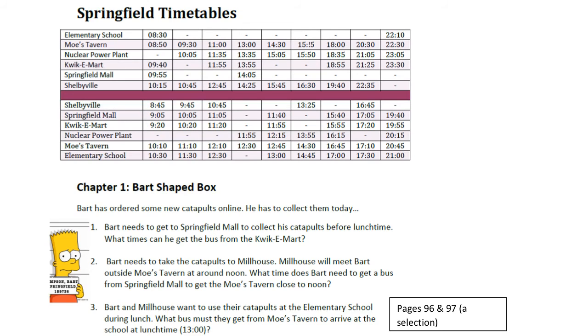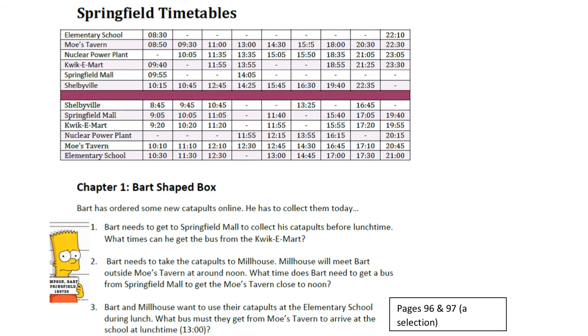Timetables. We often get asked when do we use something that is actually useful in life, and understanding train timetables or bus timetables is obviously a really practical application of it. What we have are the departure times at each point listed throughout the day. So what we have here is a timetable for Springfield.